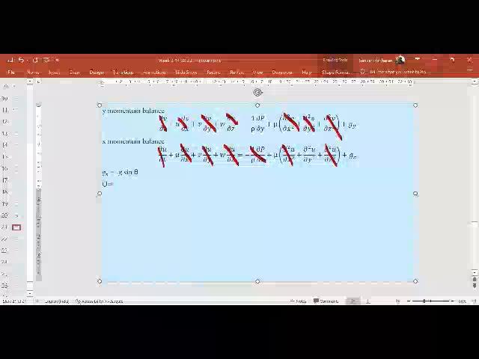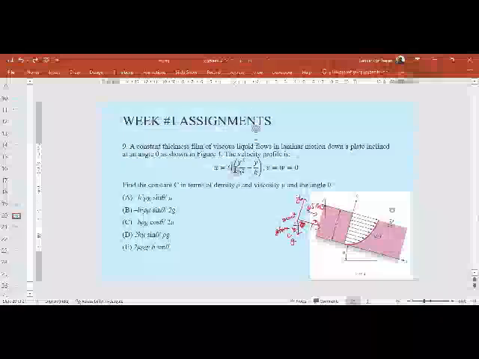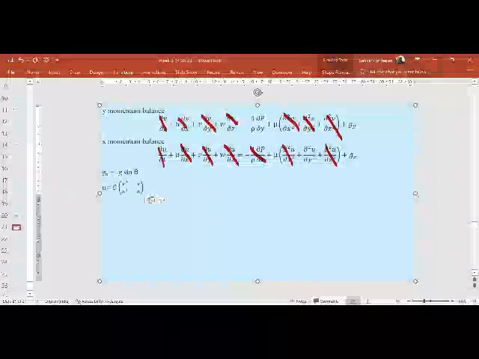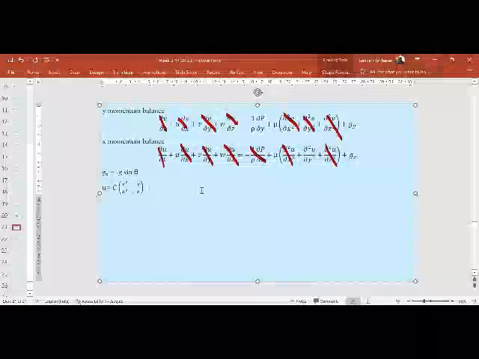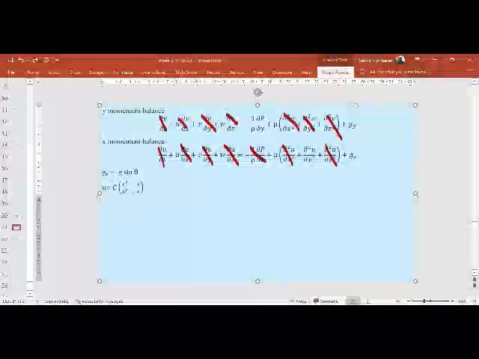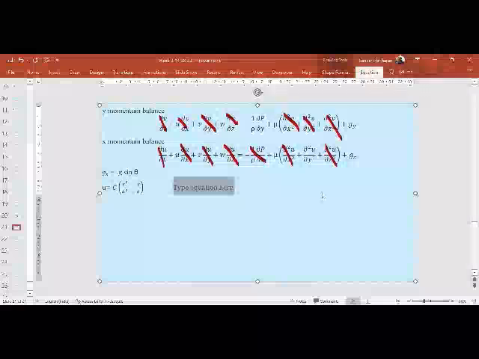Okay, and we know that u is given as c times y square by h square minus y by h. Therefore, if you are finding out what is dou square u by dou y square, we have to just differentiate this twice. Let me do that right now. So dou u by dou y should be equal to c times 2y by h square minus 1 by h, since differential of y is 1.